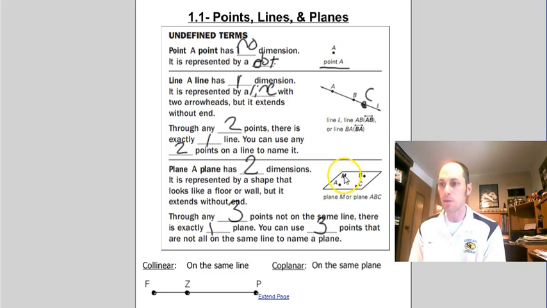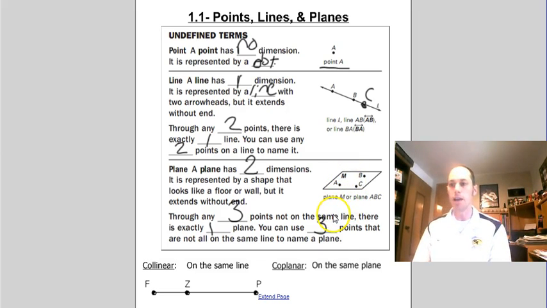Sometimes the plane will be labeled. See this M here, it's not signified by a point, so we call that just plane M. Two other terms that we'll come across are collinear and coplanar. Collinear just means all the points are on the same line. F, Z, and P are collinear. Points are coplanar if they're all in the same plane. So up here, A, B, and C are all coplanar. So those are terms that we'll come across.